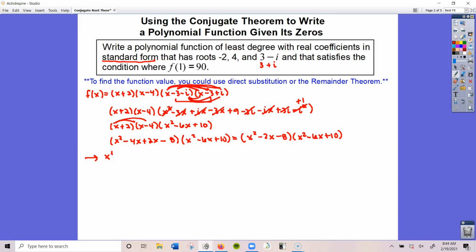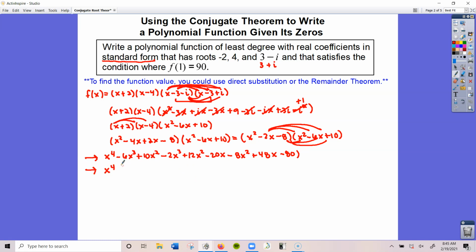You would get x to the fourth minus 6x to the third plus 10x squared. Now we're going to distribute the negative 2x, which is negative 2x to the third plus 12x squared minus 20x. And finally, distribute the negative 8, and we get negative 8x squared plus 48x minus 80. Now we can combine like terms, and that would be our polynomial.